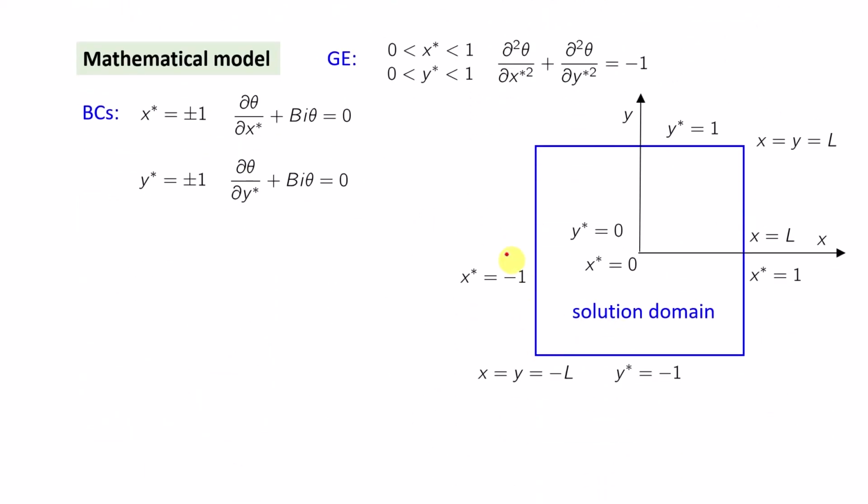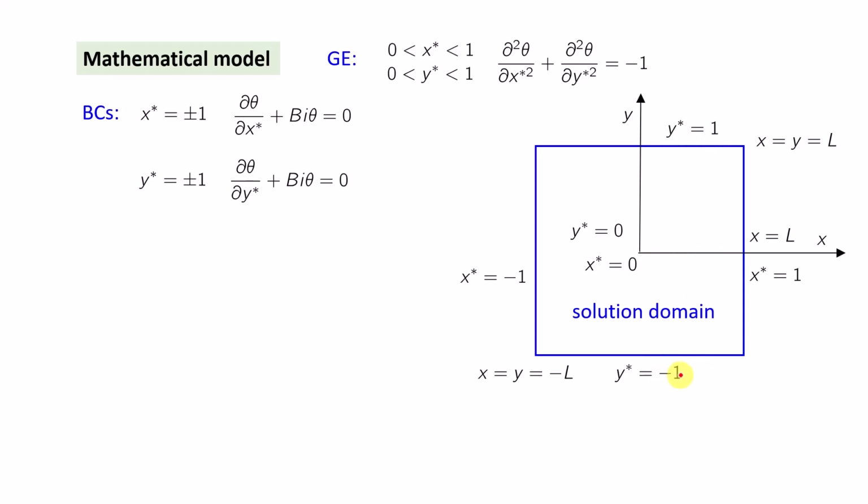So what will happen is like this. You will see that in all boundaries, the boundary conditions will be similar. In the x boundary, it will be del theta del x star plus Bi theta equals 0. In the y boundary, del theta del y star plus Bi theta equals 0. And my solution domain goes from x, y star 1 to x, y star minus 1. So this is my x star 1, x star minus 1, right side and left side. Similarly, here my top and bottom are y star 1, y star minus 1 respectively.